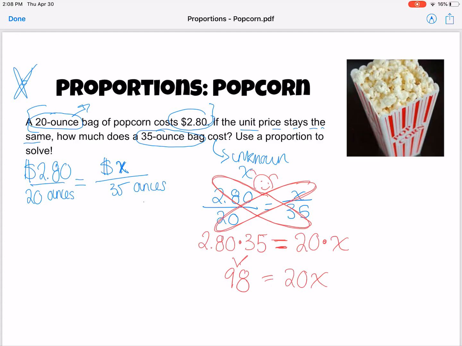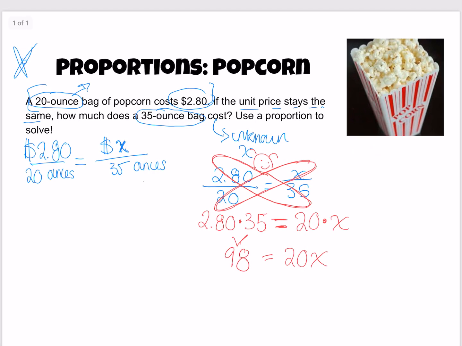Now you know that 98 equals 20X, but we need to solve for 1X. So in order to solve for 1X, we're going to divide by 20. Remember here we have multiplication, so we're going to use the inverse operation, which is division. So we divide our right side by 20, and 20 divided by 20 cancels out, leaving us just with X. And on our left side, we need to do the same thing. Divide 98 by 20. You can plug that into a calculator. Remember, we need to do it on both sides to keep it equal or balanced. And you'll get 4.9.